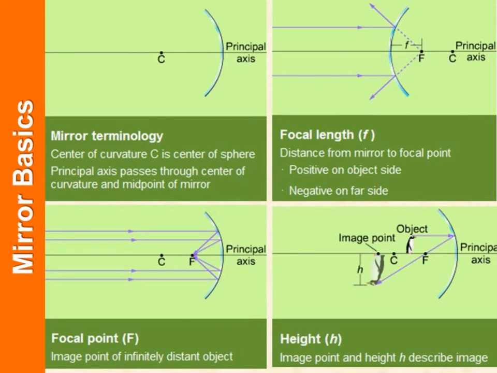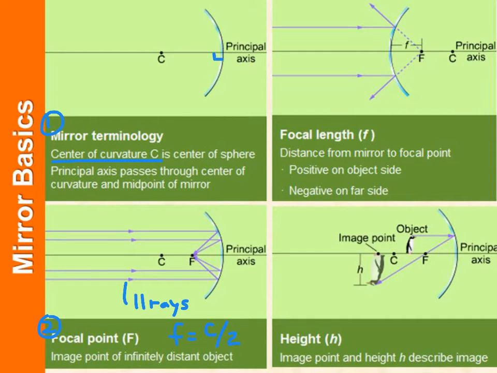Let's look at some mirror terminology. First of all, we want to look at the idea of the center of curvature. It's the exact center of the sphere, and the principal axis passes directly through this, and the principal axis is actually perpendicular near the center of curvature. The focal point is where light rays coming from an infinitely distant point, being parallel rays, will bend back onto the focal point. The focal point happens to be half the center of curvature.